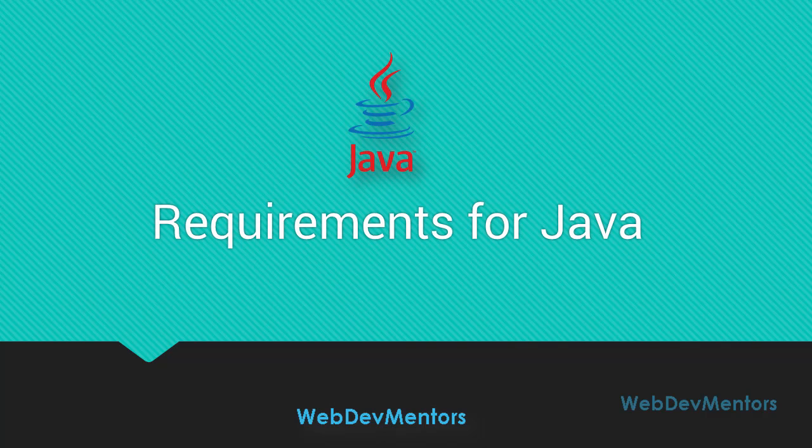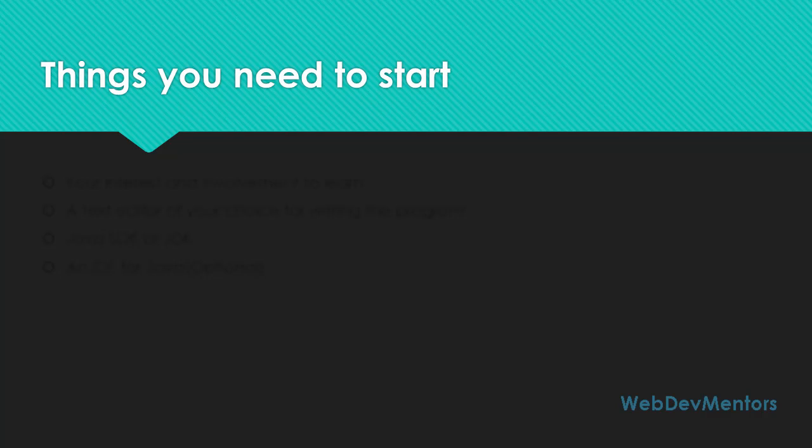So this video is about the requirements for Java. There are a few things that you need to have or do before starting the programming. Well, the first thing is your interest and involvement. You need to involve yourself in order to learn the Java programs. It's very easy to learn. It just takes 8 to 10 hours to learn, but it needs your involvement and concentration in order to do that.